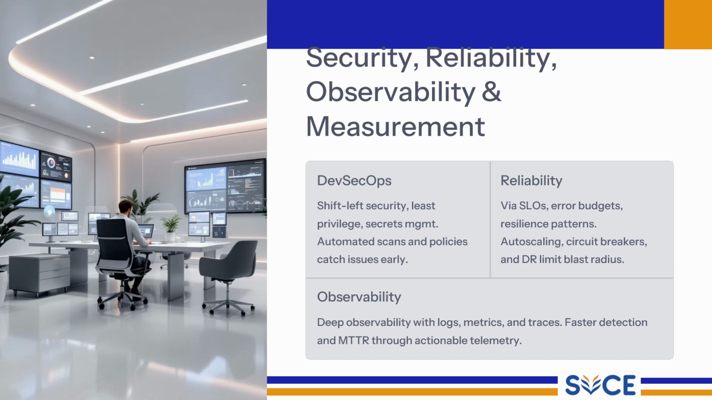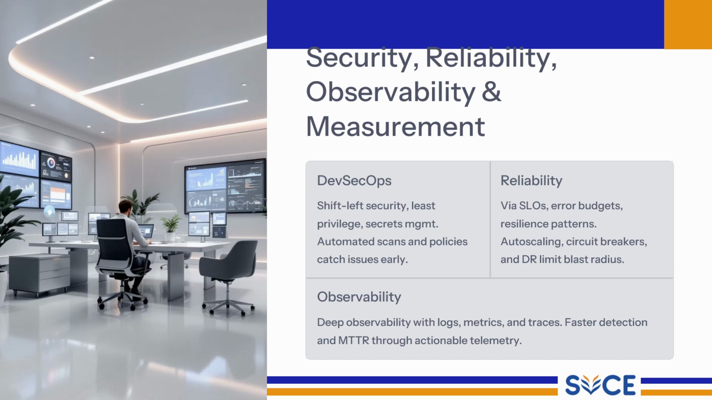Next one, reliability via SLOs, error budgets, resilience patterns, auto scaling, circuit breakers, and DR to limit blast radius. Reliability is about keeping the system up even when things go wrong. Auto scaling, backups and smart fail-safes protect users. So always on, always ready.